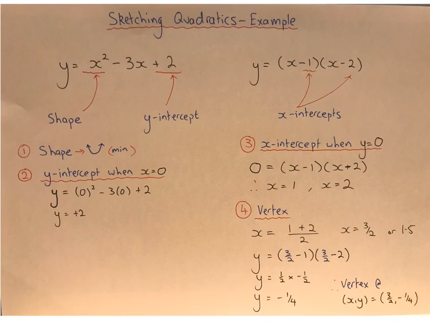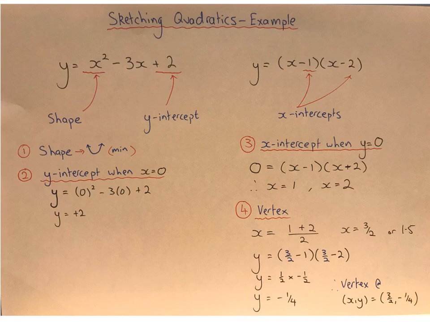Now let's go through the key features. First, our shape. I can tell that it opens upwards here, giving us a minimum vertex because my dominant term, the x squared, has a positive coefficient. Here it's just 1. Second, the y-intercept is when x equals 0. So to show this clearly, I'll sub 0 into my expression for x, and I'll see that I get y equals plus 2. So again, the y-intercept can be read directly from this form.